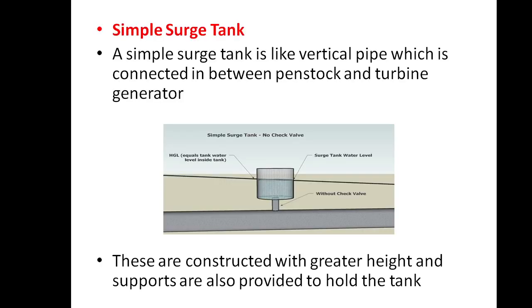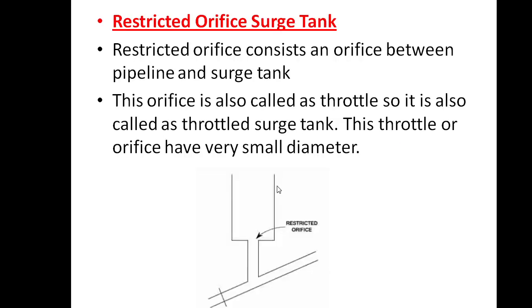It's a figure of a simple surge tank, and it's like a vertical pipe which is connected between the penstock and the turbine generator. It is a long pipe, constructed with greater height, and supports are also provided to hold the tank.